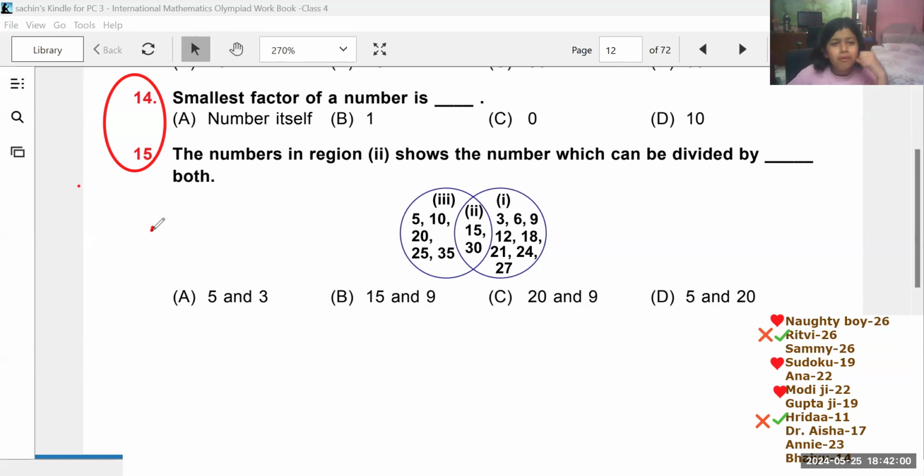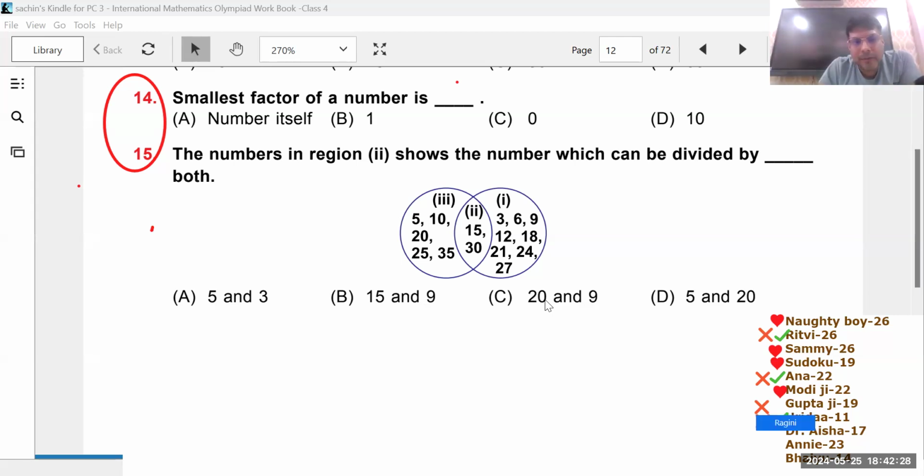Sorry. Okay, Sudoku, you can go, fine. Sir? Yes. Sir, I knew the answer. Can I do it again? No. So Sammy and Gupta ji. Sir, I have Sammy. Gupta ji, speak your answer, beta. Sir, I have also said.